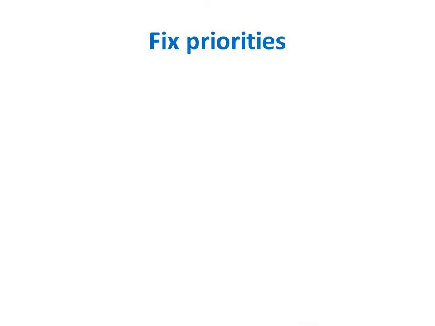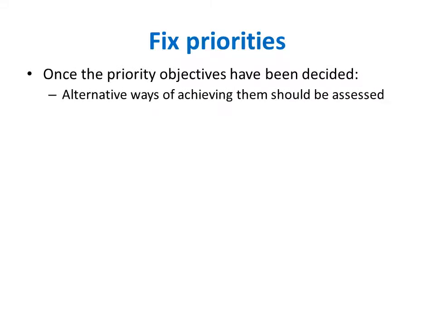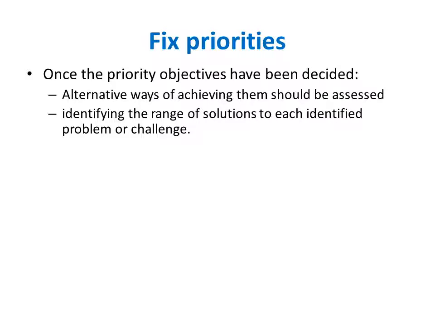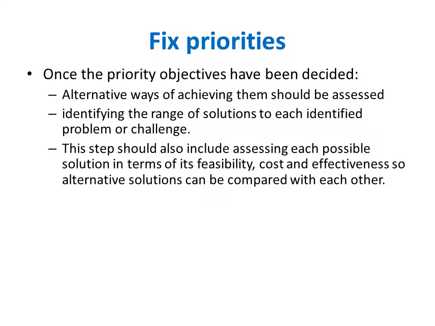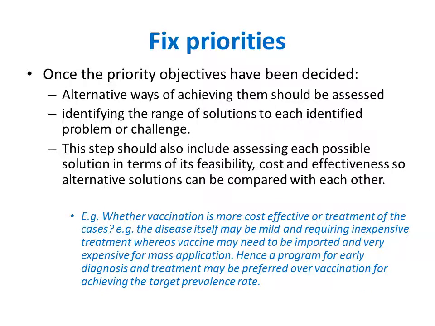Once the priority objectives have been decided, there can be many ways of achieving them. So we have to assess the alternative ways and prioritize the most feasible one. This step also involves identifying the range of solutions to the problem, comparing them for feasibility, cost effectiveness, etc., and giving priority to the most suitable one. Once again, the management techniques help us in prioritizing among the alternative solutions that can be undertaken. An example is given below.